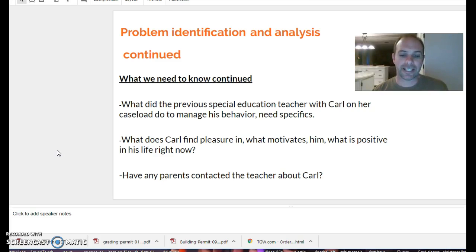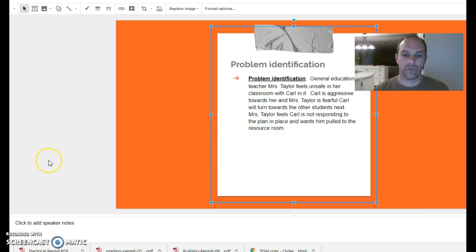And have any parents contacted the teacher about Carl's behavior? Because then you have a whole other issue if other parents are complaining about another student in the classroom. So what's the problem at hand? Well, the problem is pretty simple. The general education teacher feels that the environment now is unsafe.